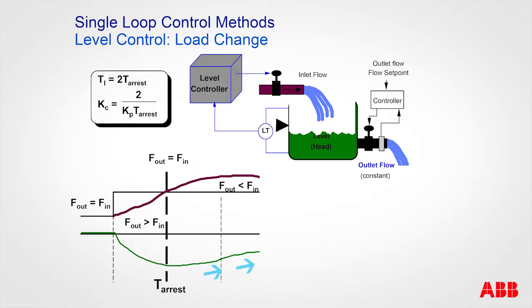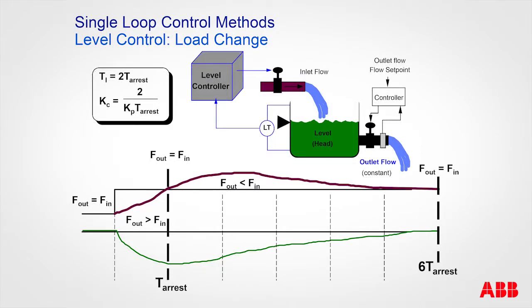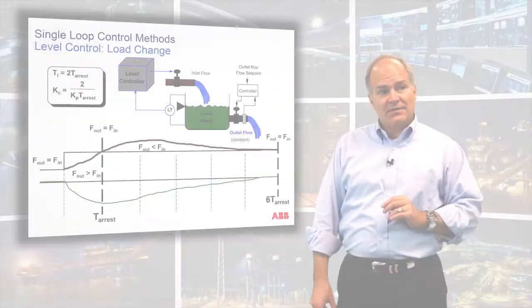And then what you see is this trajectory, and when the inlet and outlet are back to the same, our level will be back at the same point. And that happens at 6 arrest rates. Just sort of a quiz.